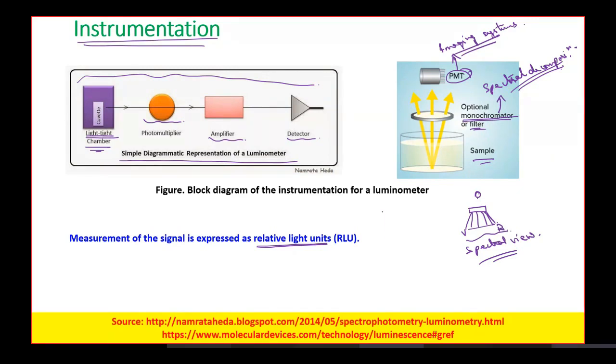So the spectral reading would be something like this: lambda, and on the y-axis you will have intensity, and the intensity is in RLU, relative light units, and a spectral band like this. Okay.